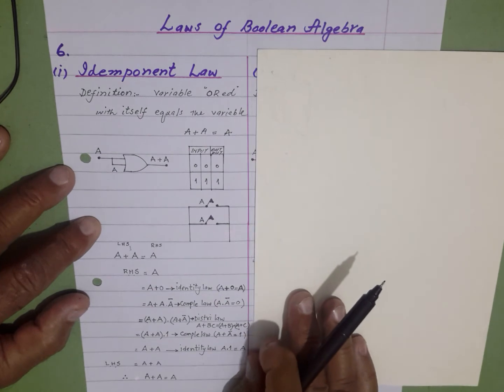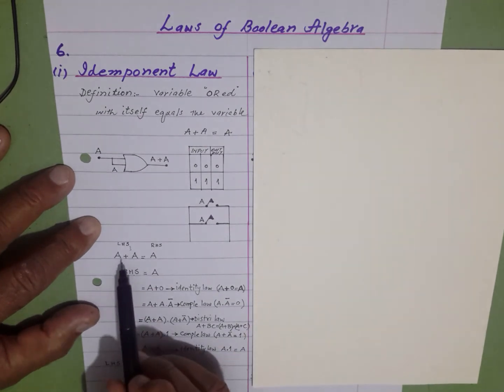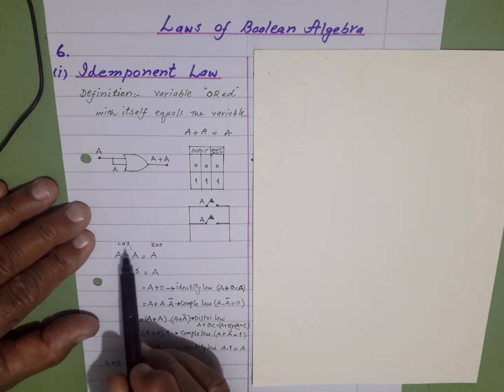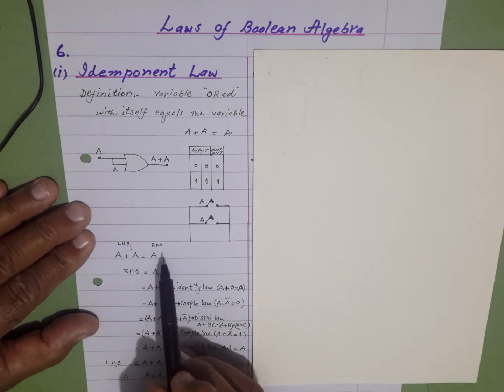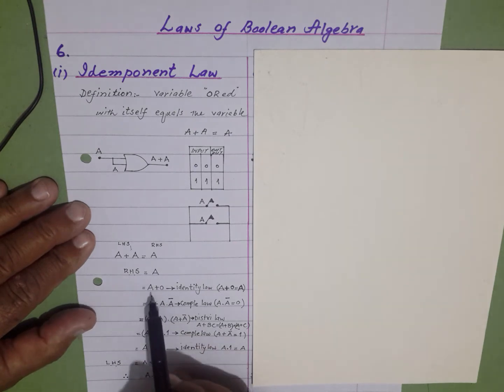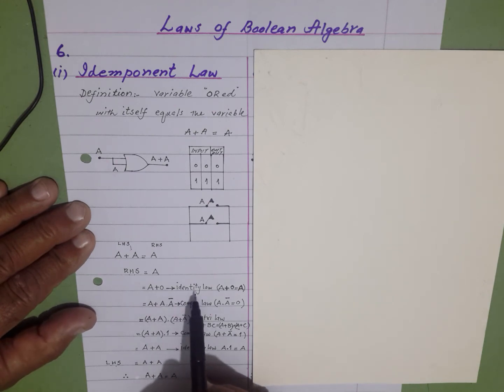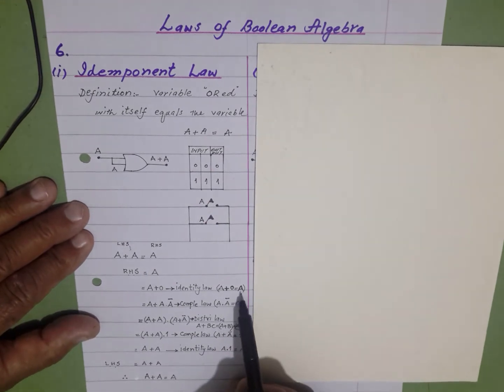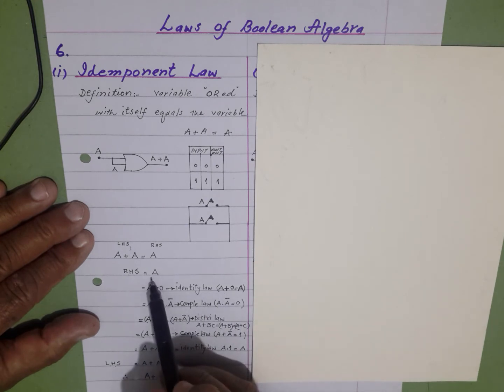Let us prove with the help of Boolean laws. A OR A is equal to A. This is the LHS, this is the RHS. We are going to take first into consideration the RHS, which is equal to A. A can be written as A OR 0. This is the identity law that says A plus 0 is equal to A. In place of A, we can write this.